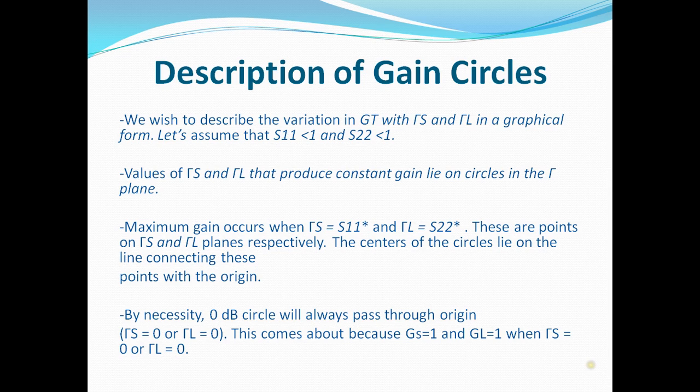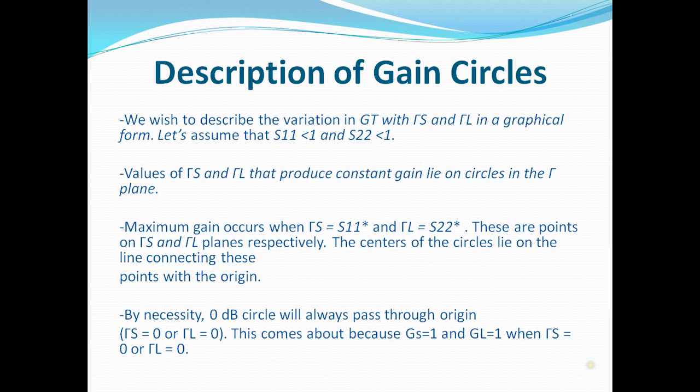Let's start with a small description of gain circles. We wish to describe the variation in GT with gamma S and gamma L in a graphical form. Let's assume that S11 is less than 1 and S22 is less than 1. GT refers to the gain. Gamma S and gamma L are the reflection coefficients. S11 and S22 refer to the input parameter and the output parameter respectively.